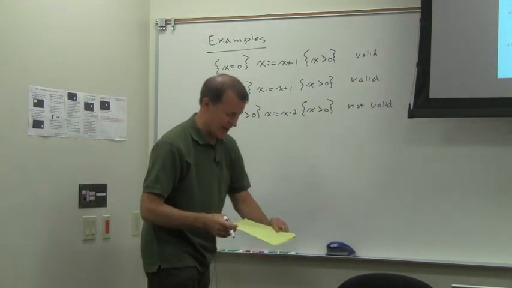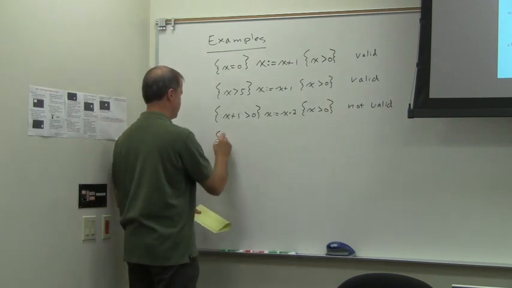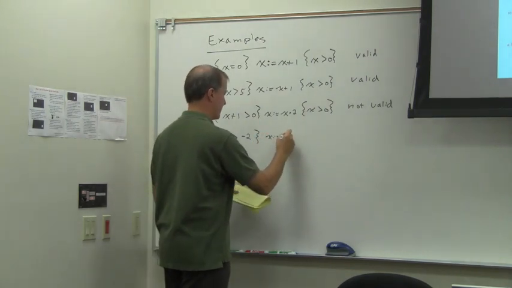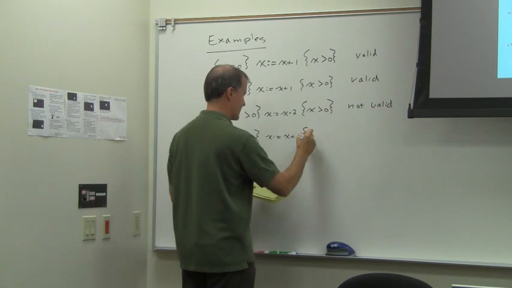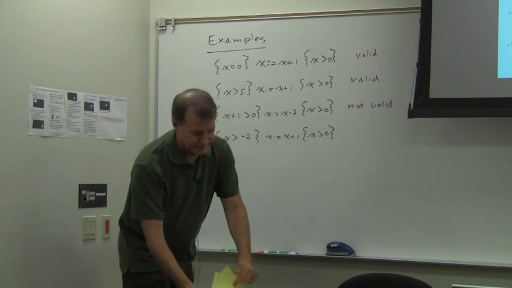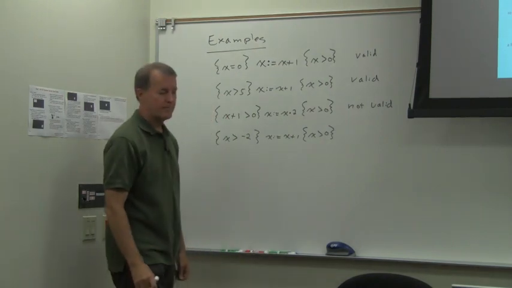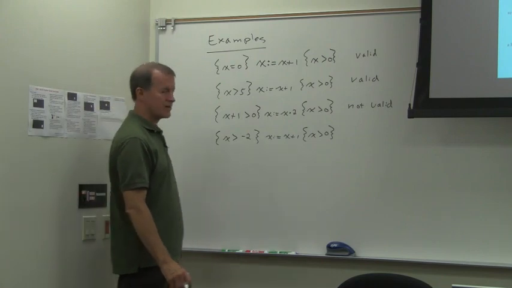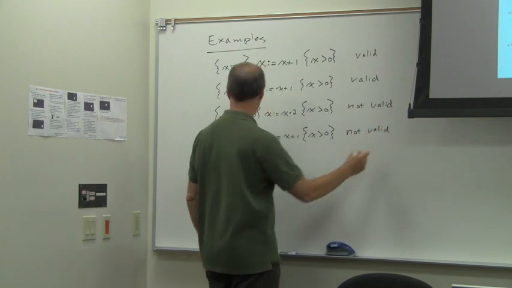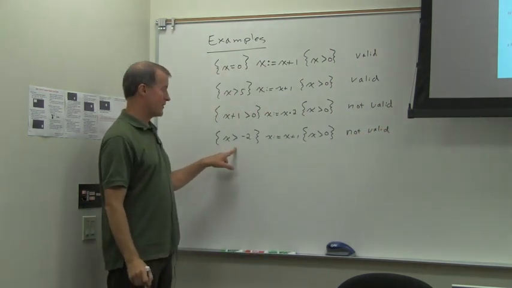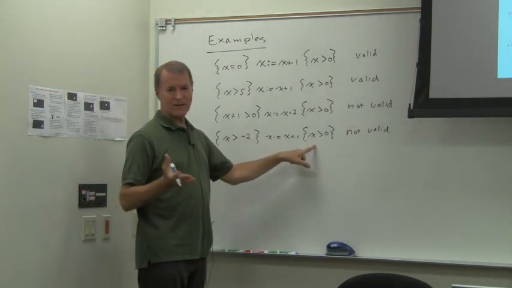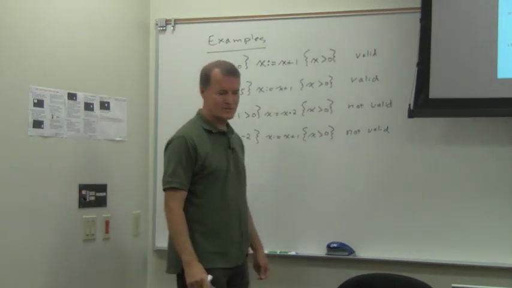And how about this one? X is greater than negative 2. X gets x plus 1. X is greater than 0. Still not valid. This one's not valid either? Doesn't work for negative 1? Negative 1 is greater than negative 2. Negative 1 plus 1 is 0, so x gets 0. But 0 is not greater than 0, so you're right. That's also not valid.